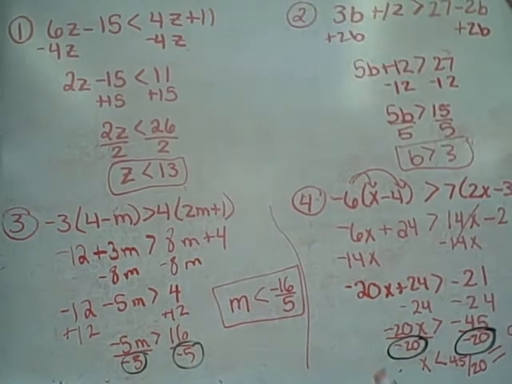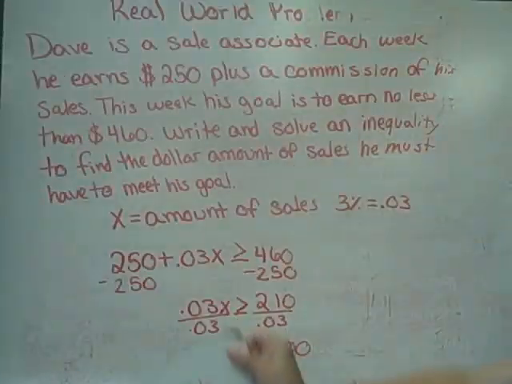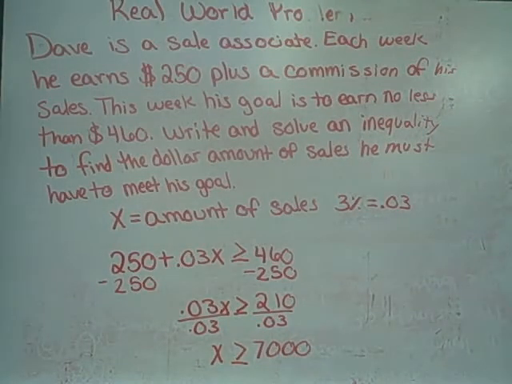We, of course, have word problems that also go along with this, real world problems. So let's talk about this. Dave is a sales associate. Each week, he earns $250 plus a commission of his sales. This week, his goal is to earn no less than $460. So he can earn more than that, but he can't earn less than that. Write and solve an inequality to find the dollar amount of sales he must have to meet his goals.